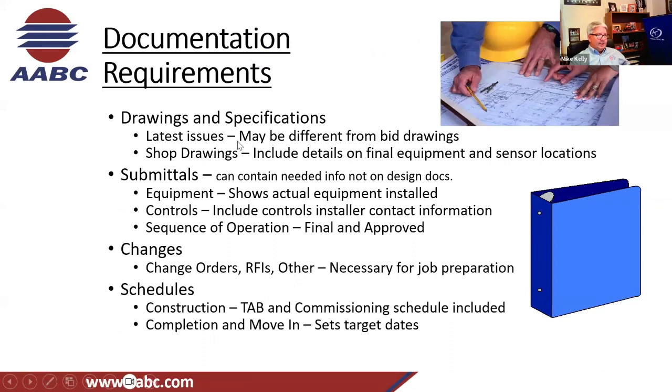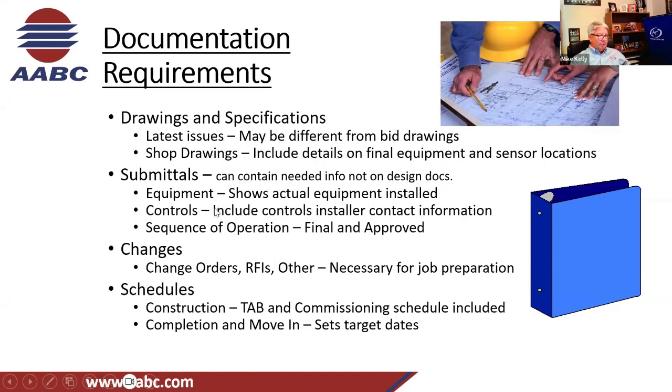Drawing specifications, latest issues may be different from bid drawings. We talked about that. Update to current date, any modified as-built, shop drawings, submittals can contain needed info not on design documents. Sometimes the design documents drawings don't show pressure losses through equipment. They don't show pressure drops through boilers. The submittals will give you those details on chillers, air handling units, VAV terminals, flow control valves.